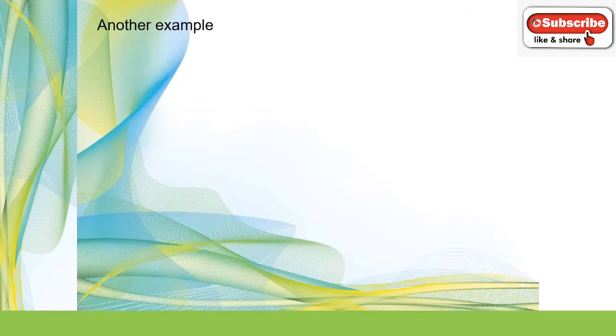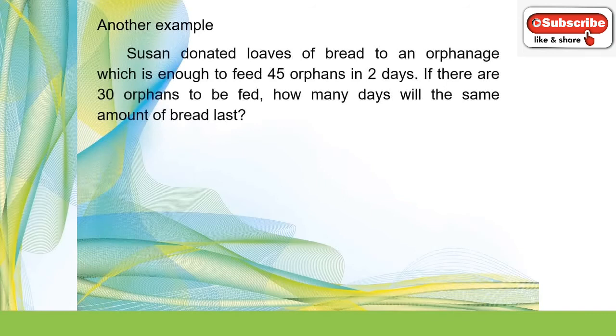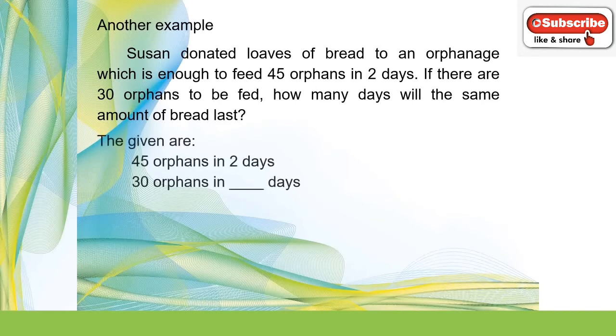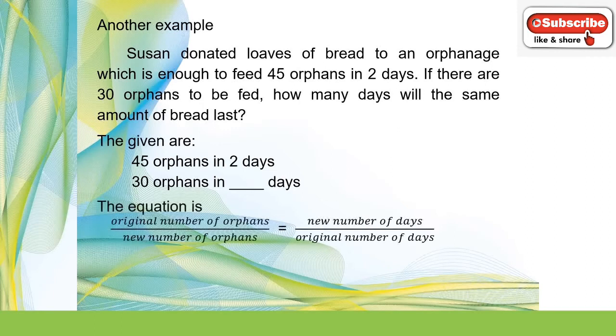Let us have another example. Susan donated loaves of bread to an orphanage, which is enough to feed 45 orphans in 2 days. If there are 30 orphans to be fed, how many days will the same amount of bread last? Let us consider the given: 45 orphans in 2 days, 30 orphans in blank days. To write the equation in fraction form, it should be original number of orphans over the new number of orphans equal to new number of days over the original number of days. So we have now 45 over 30 equals n over 2.